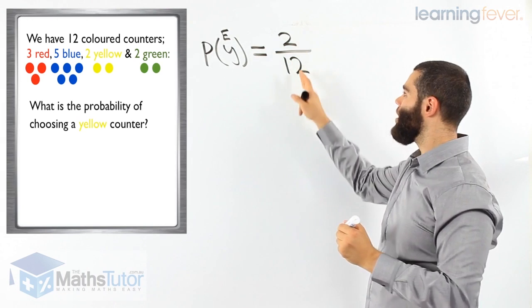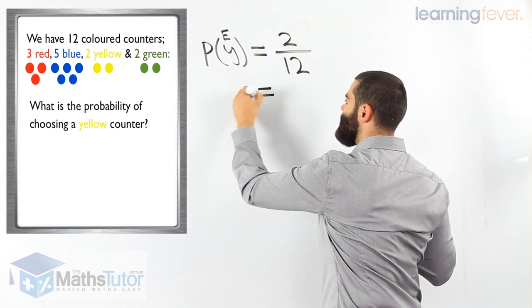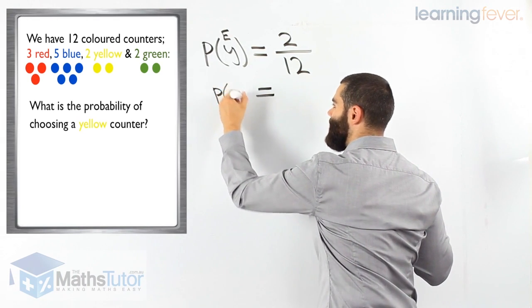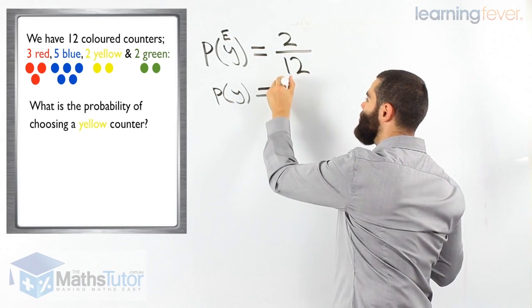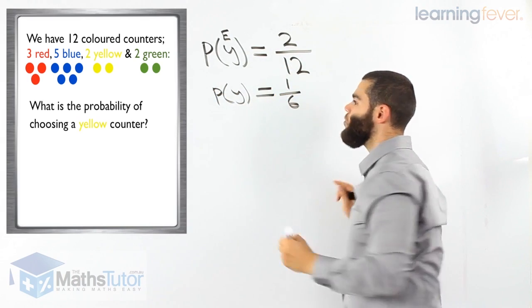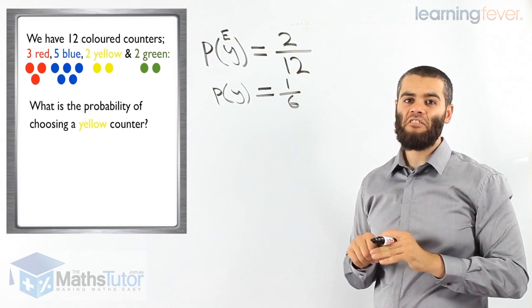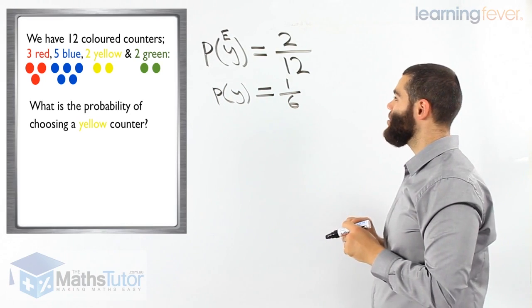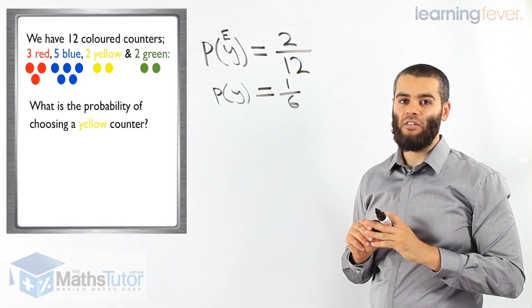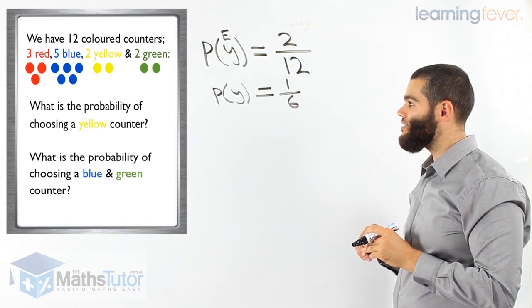So 2 yellow out of 12 altogether. The probability of a yellow counter is 2 out of 12. We simplify that, which is 1 out of 6. So the chances of us picking out a yellow counter is 1 out of 6. Let's do the next question.